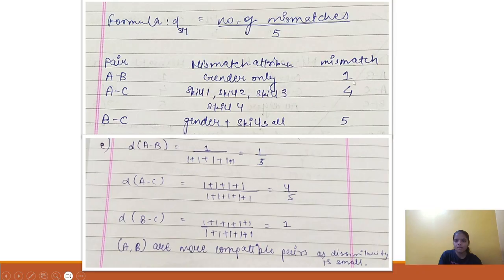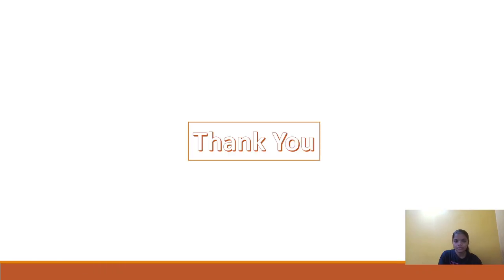When we substitute these values into the formula, we get the dissimilarity between A and B as 1 by 5. Between A and C, we get the dissimilarity 4 by 5. And between B and C, we get the dissimilarity 1. Now here AB is the more compatible pair, as the dissimilarity is small as compared to AC and BC. Thank you.